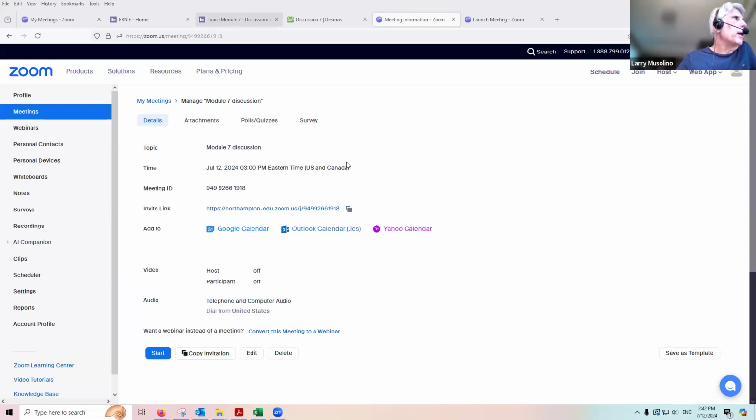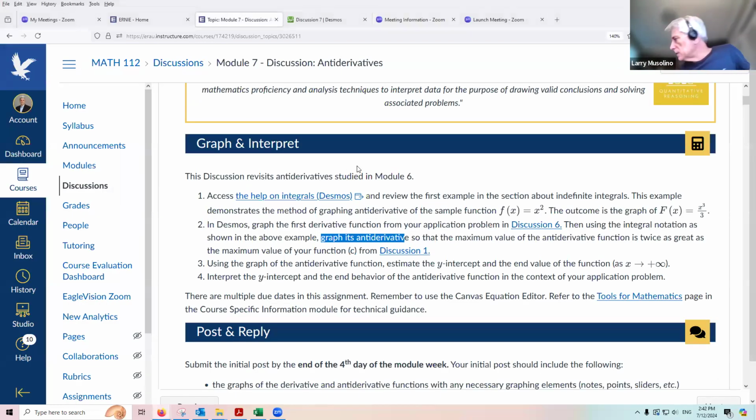I wanted to help out with the Module 7 discussion. A few students were confused, I think, a little bit on this one. So why don't we talk about this for a second? And first thing it says here is look over this help on integrals and review the example about indefinite integrals. So let's take a minute and talk about integration or integrals.